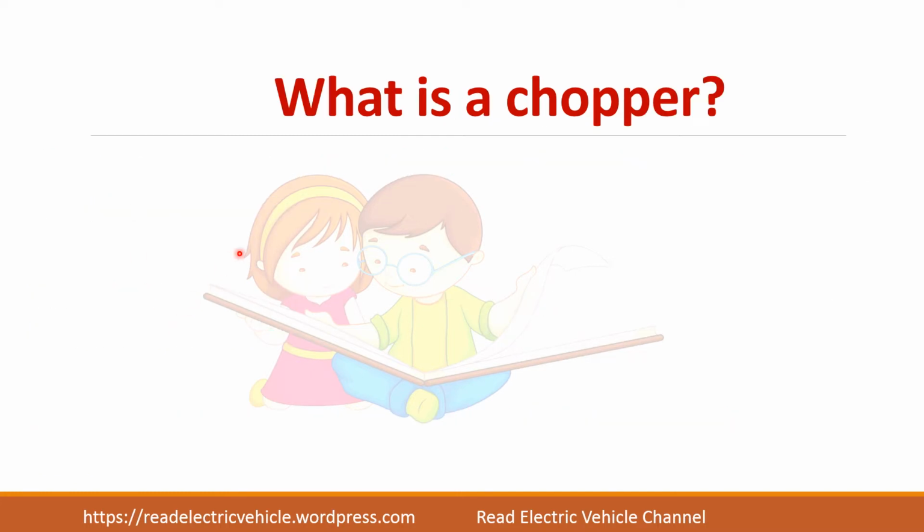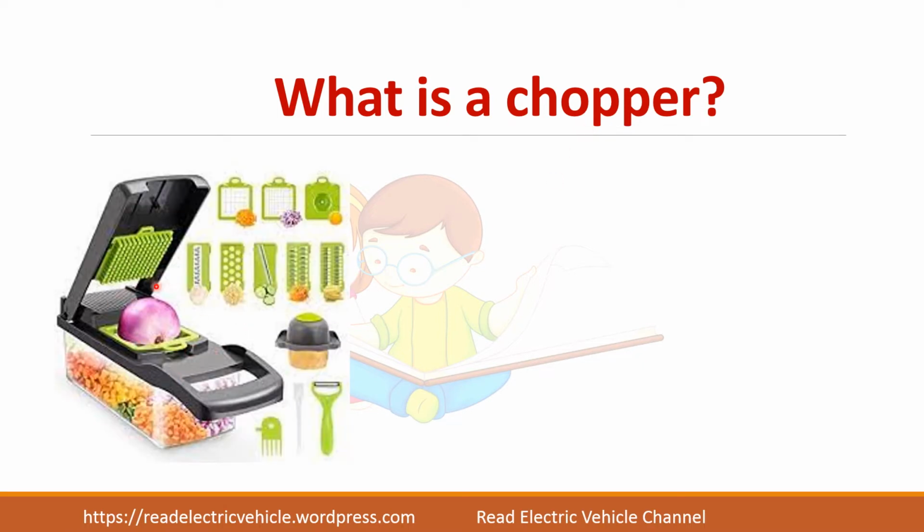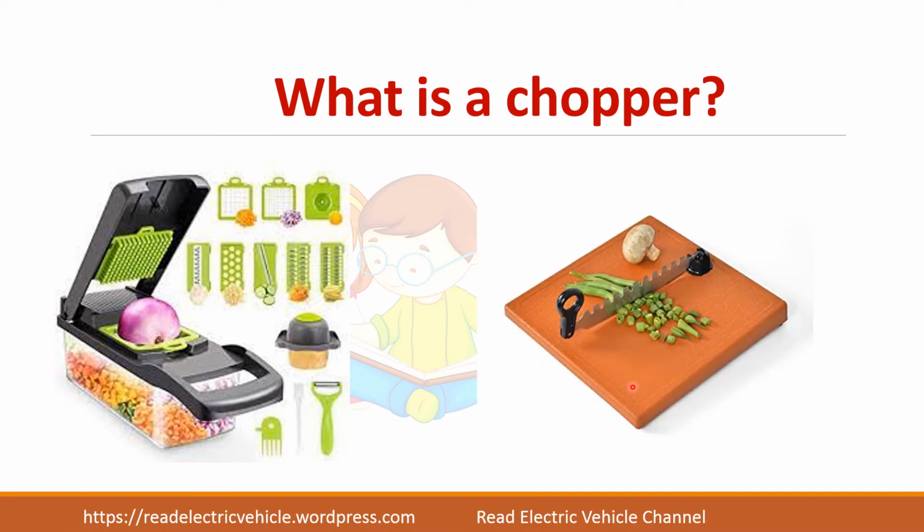So what is a chopper? What do you mean by this word chopper? You might have seen this one, vegetable cutter or chopper. So what it does, it will cut the vegetable into small pieces. What is this? This is a chopping board. What do you mean by that? You are cutting the vegetables into small pieces. So this board, chopping board, helps to cut the vegetables into small pieces. So chopping means you are cutting the large one into small pieces.